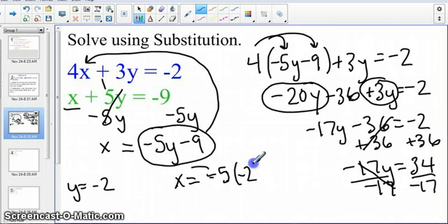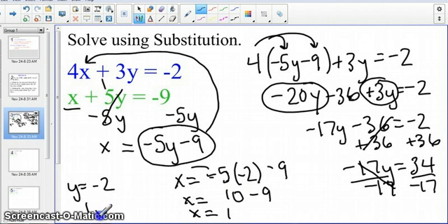So I'm plugging in -2 for y. So I'll multiply first. -5 times -2. Two negatives make a positive. So it's 10 minus 9. So 10 minus 9 is 1. There's my x. So 1, -2 is my solution. Remember, I wrote my answer as an ordered pair with my x first.